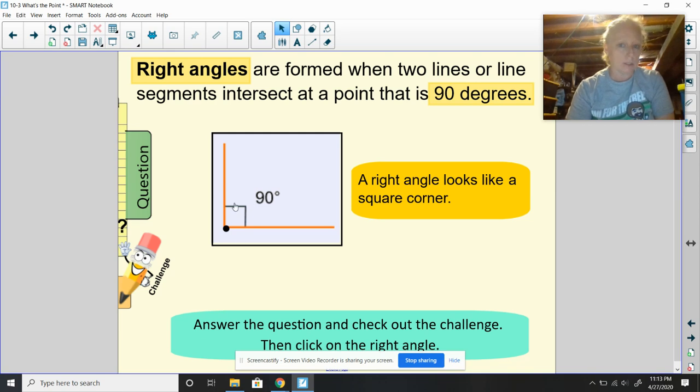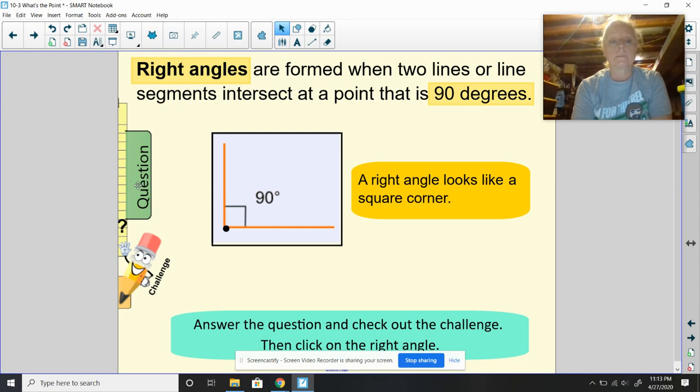Angles are measured in degrees with a tool called a protractor. We aren't going to do that. You will do that in fourth grade. Just know that when you see this little square, that indicates this is a right angle. Okay, so a right angle looks like a square corner.